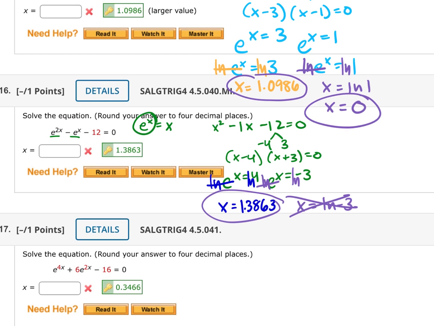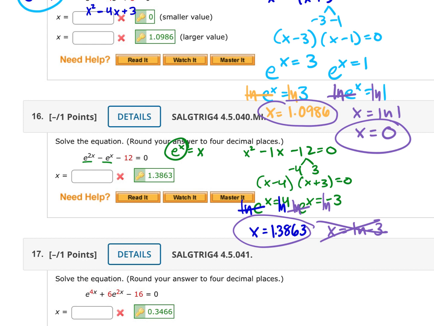Sometimes when you're working these out, you may have two answers like we did in 15. You might only have one answer like we did in 16. Sometimes it might work out where you have no answers. They might both cancel, because remember, we can't take the ln of a negative number. So that's why this one's not a solution. Put it in your calculator, you'll get an error. So we only have one answer here.